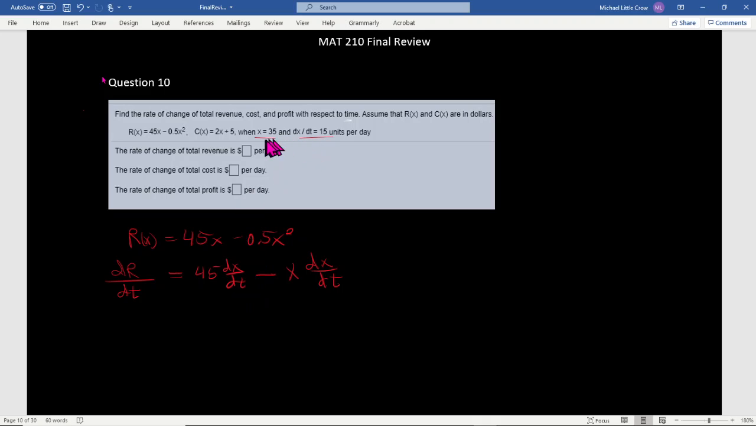So then we have our settings, x equals 35 and dx/dt equals 15, so we can plug those values in. The rate of change of the revenue with respect to time is going to be 45 times dx/dt, which is 15, we're told that, minus x, which is 35, times dx/dt, which is also still 15.